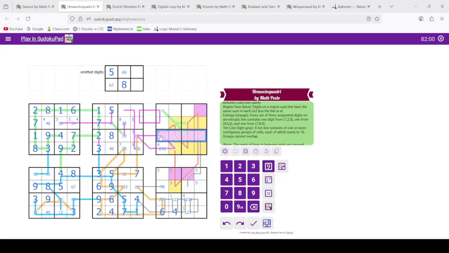Which is either 2, 4, 6, 8, or some combination of 1, 3, 5, 7, 9. And so, if there are 4 pink cells in the grid, that means there has to be 4 yellow cells in the grid as well. So there are only 2 more yellows to place.